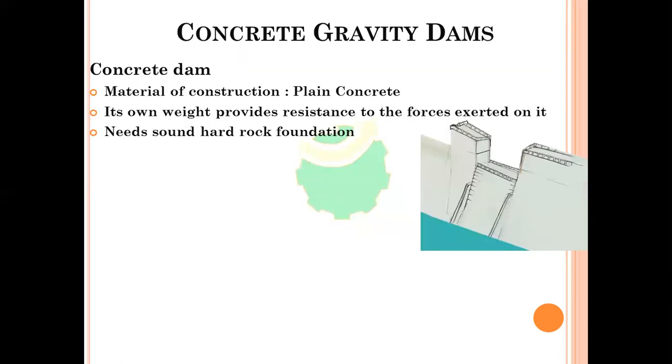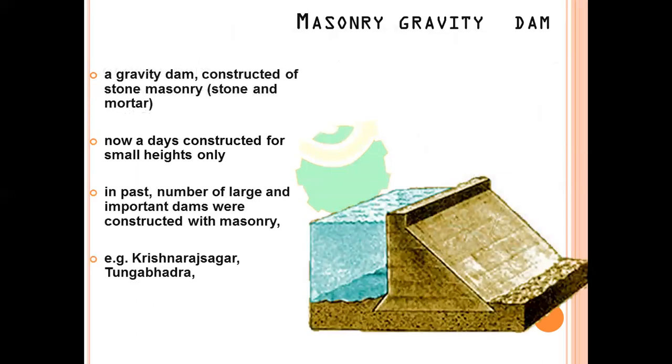A concrete dam is constructed with plain concrete. Its own weight provides resistance to the forces exerted on the dam. But for this type of dam construction, a very hard rock foundation is needed to bear that structure. It needs a very hard rock foundation.